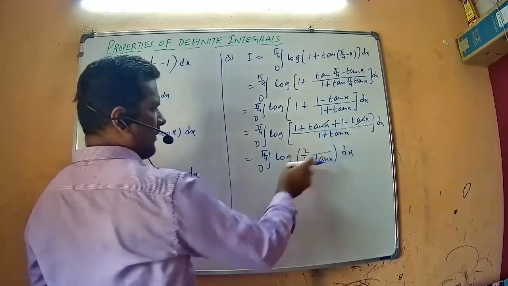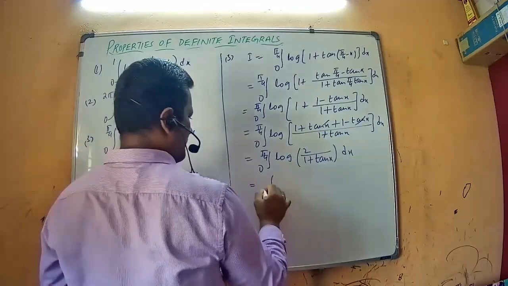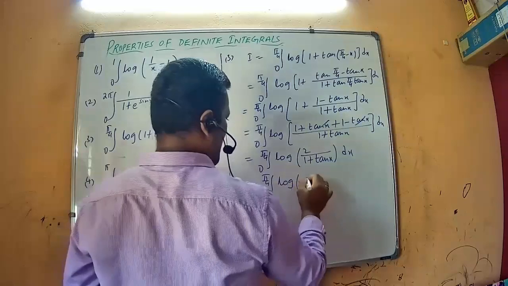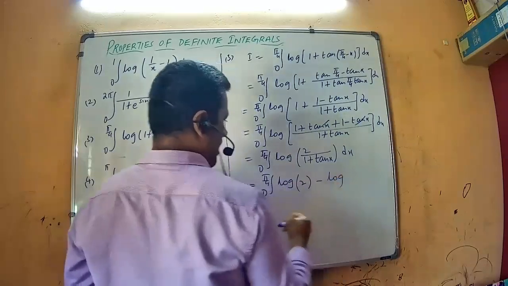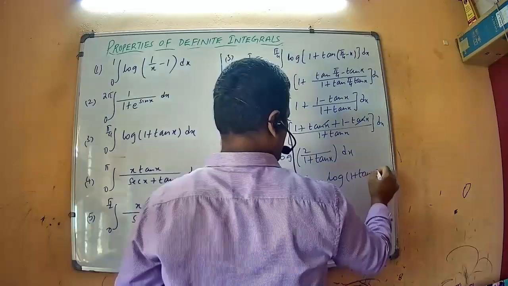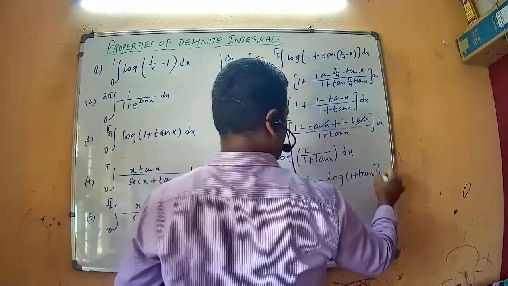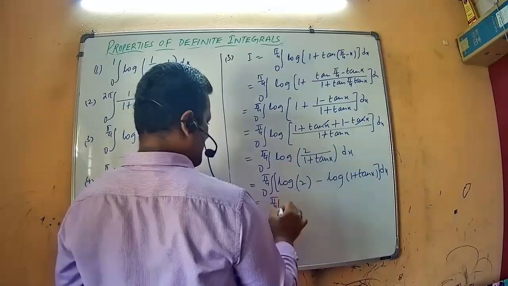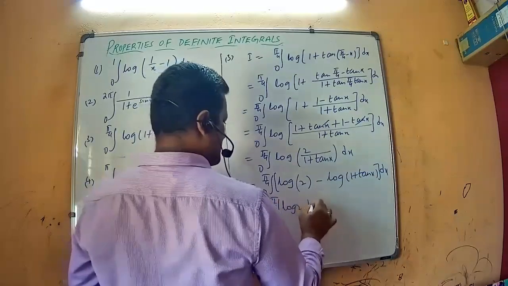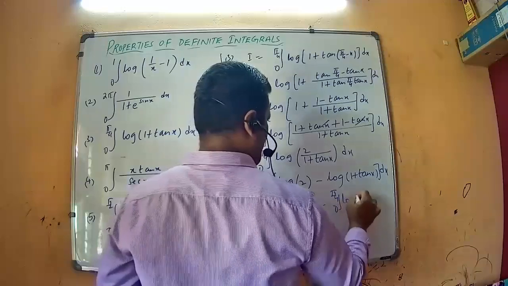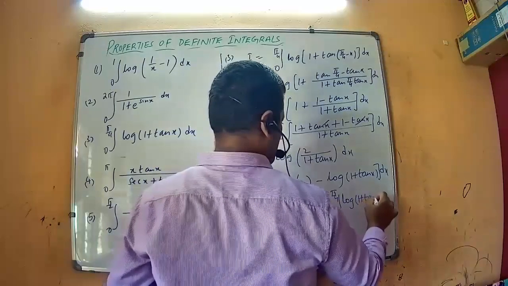This is like log of m by n. Log of m by n we can apply, right? We can write it as log m minus log n. So log 2 minus log of 1 plus tan x. Now split it. If you split here, this is integral of 0 to pi by 4 log 2 dx minus integral of 0 to pi by 4 log of 1 plus tan x dx.